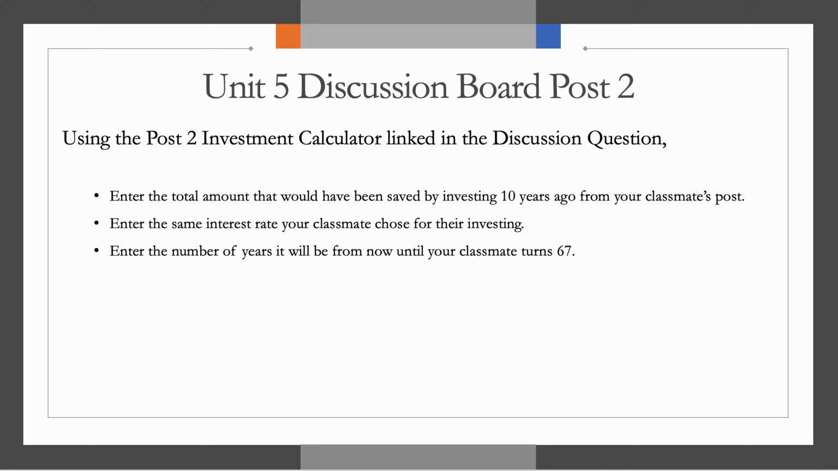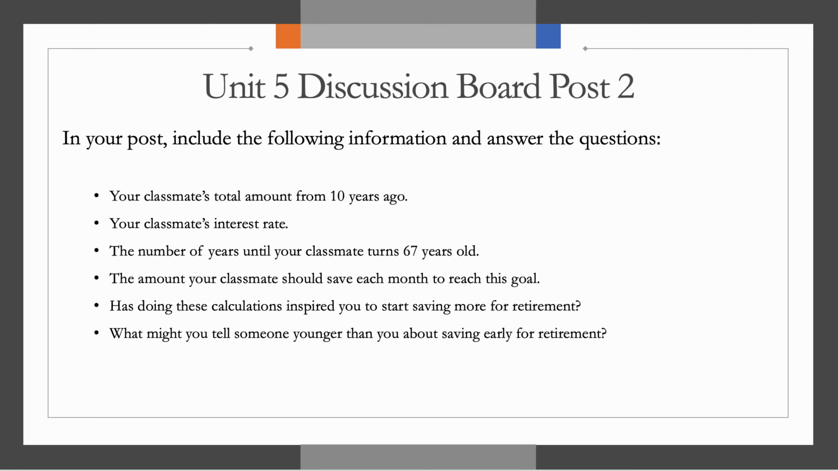Then you're going to respond to your peers. And so for your peers, you are going to input the total amount that would have been saved by investing 10 years from your classmates' post. So adding 10 years to their post. You're going to then use the same interest rate that the classmate chose and the number of years from now until the classmate turned 67. So basically, you're just rerunning the calculations they already did, and you're making sure that the information you got matches it.